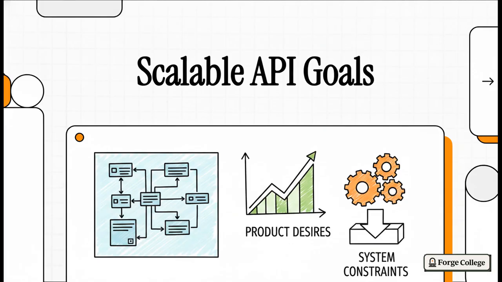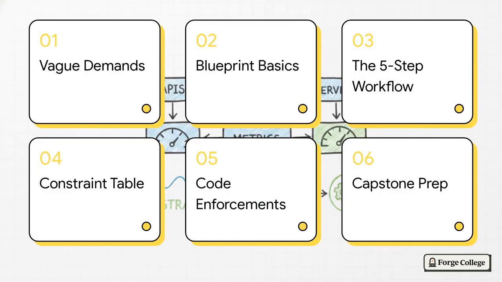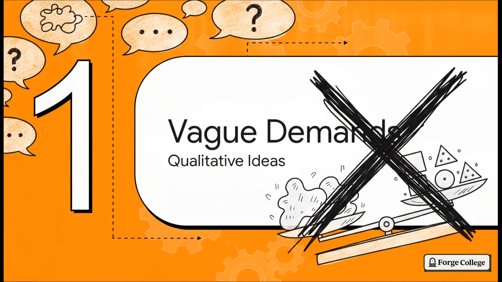Let's dive right in. Here is our agenda for today. 1. Vague demands. 2. Blueprint basics. 3. The 5-step workflow. 4. Constraint tables. 5. Code enforcements. And 6. Capstone prep.